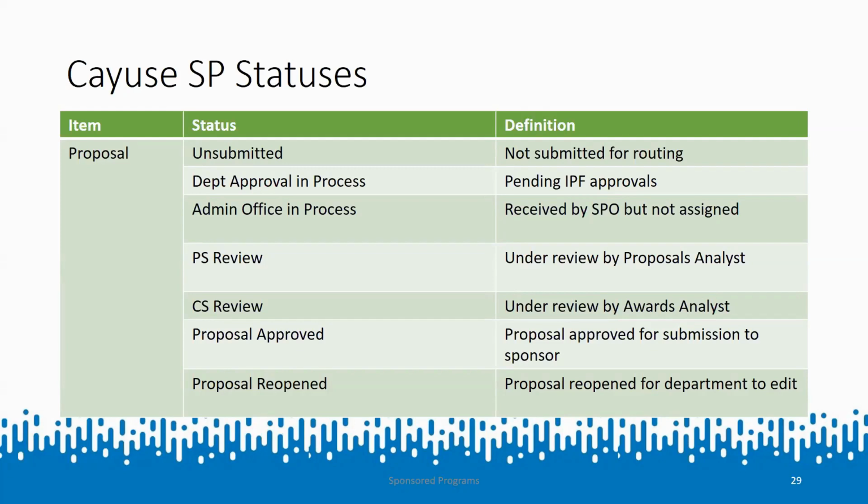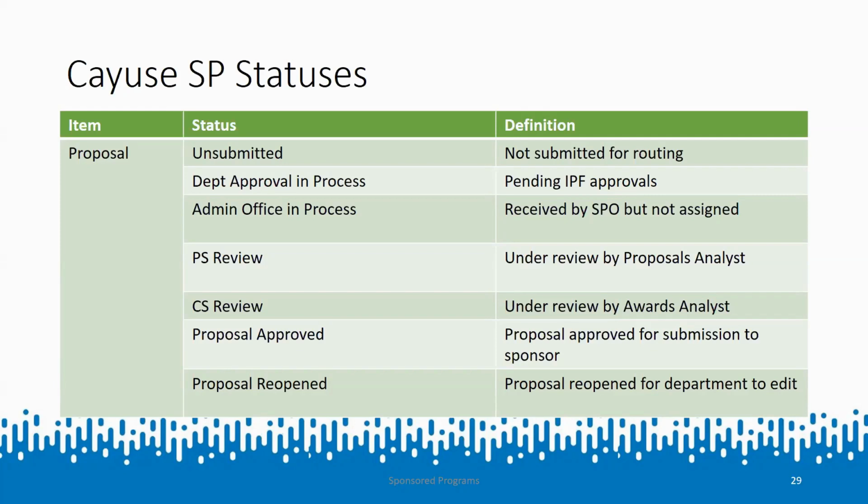Admin office and process means that we have received it in SPO, but it's not yet assigned. PS review means that it's under review by proposals. CS review or funded, right, means that it's under review by an awards analyst. Proposal approved means that it's been approved for submission, but not quite submitted. We generally don't use that status at all.